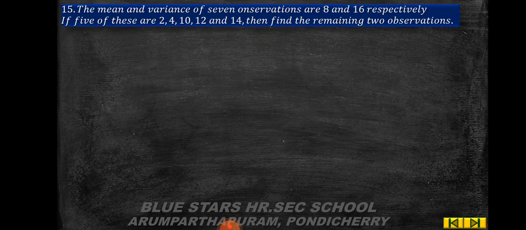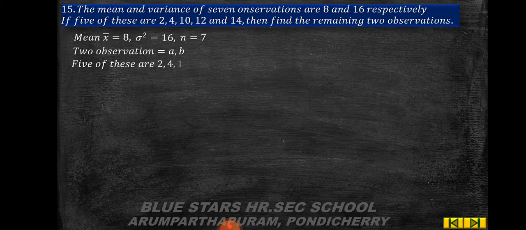Question number 15. So last problem of this exercise. The mean and variance of 7 observations are 8 and 16 respectively. If 5 of these are 2, 4, 10, 12 and 14, then find the remaining 2 observations. Here x bar is equal to 8, sigma square is equal to 16, n is equal to 7. 2 of the observations are missed, so let it be A and B. 5 of the observations are given, 2, 4, 10, 12 and 14.